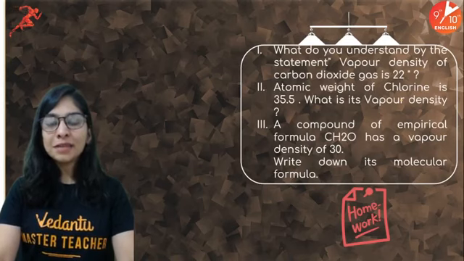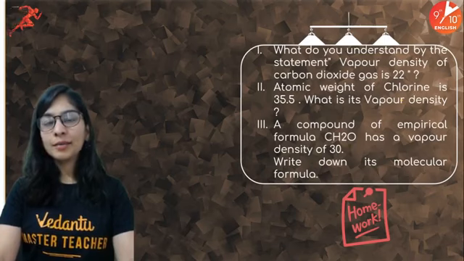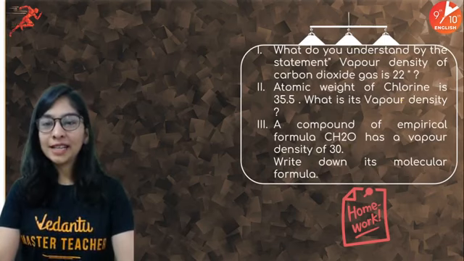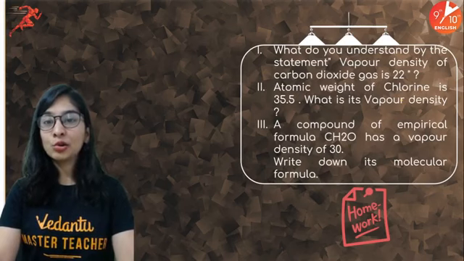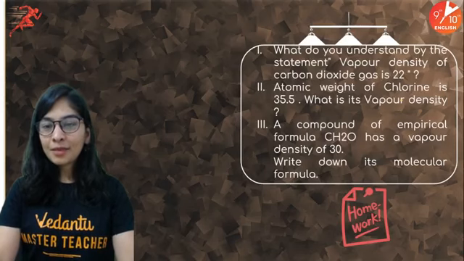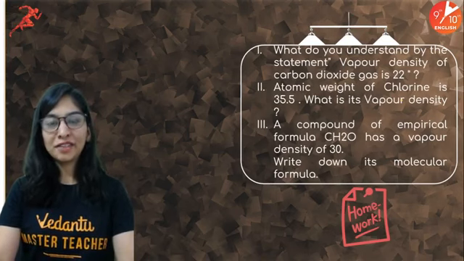This is your homework. Please take a quick screenshot. You can do any 2 parts. I know it's too much work, but I think you can make this much effort. What do you understand about the statement, vapor density of CO2 is 22? Atomic weight of chlorine is 35.5. What's vapor density? A compound of empirical formula CH2O has a vapor density of 30. Write down its molecular formula. All the questions are simple. What do I say? Pastry question or laddu question, whatever you like.